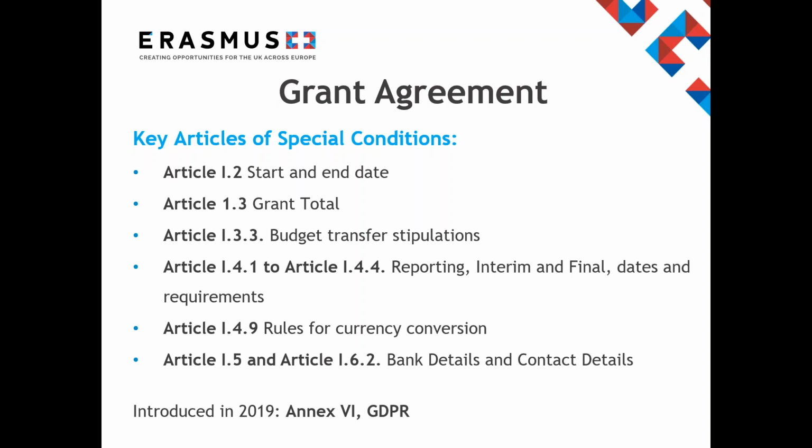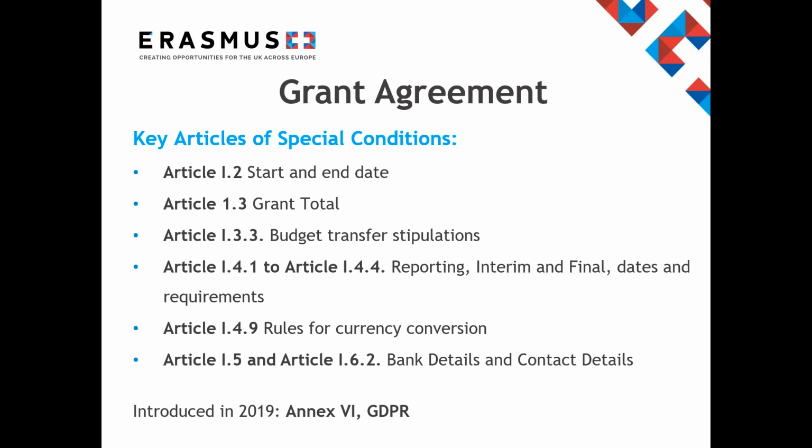Article 1.3 states the total grant awarded. Budget transfer rules can be found in Article 1.3.3. This section outlines the specific rules for making budget transfers. We will go over these in greater detail in the next slides.